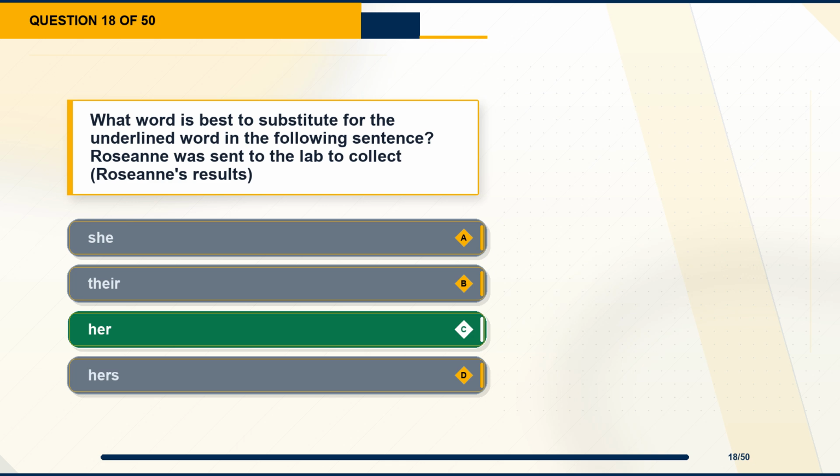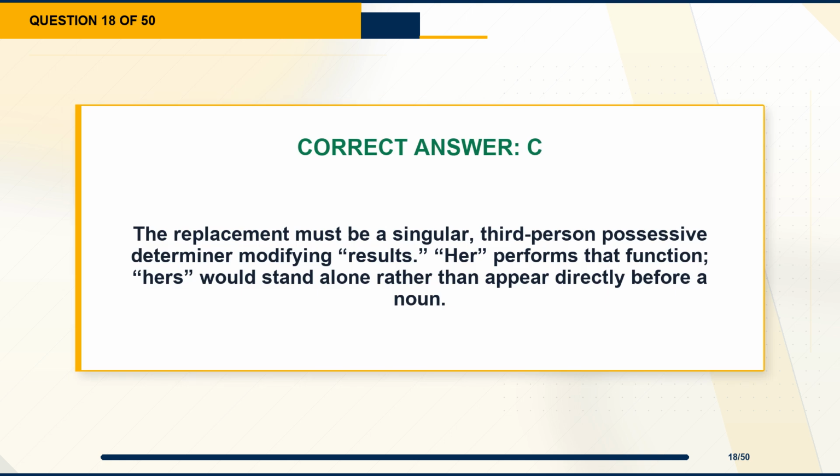The correct answer is option C, her. Explanation. The replacement must be a singular, third-person possessive determiner modifying results. Her performs that function; hers would stand alone rather than appear directly before a noun.